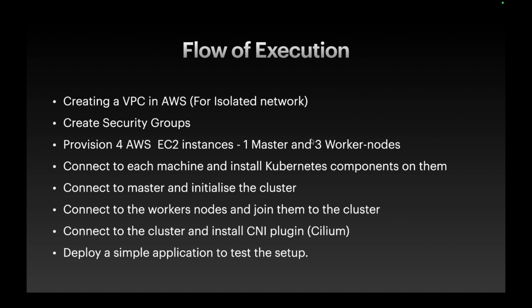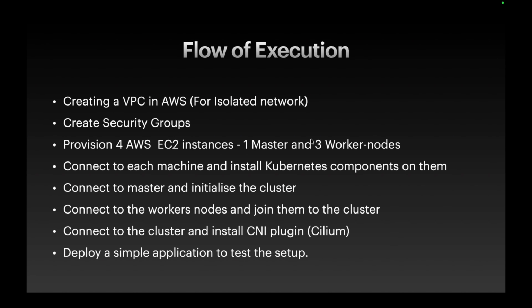Secondly, we're going to create security groups, and for the master node and the worker nodes, we're going to create two separate security groups. Then after that, we're going to provision three EC2 instances. Sorry, it should be three, not two, not four. So we're going to be provisioning three EC2 instances, one for the master node and two for the worker nodes. Then after that, we are going to connect to each machine and install the Kubernetes components on each and every one of them.